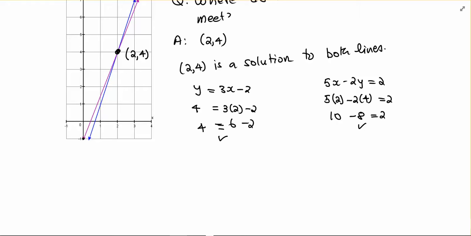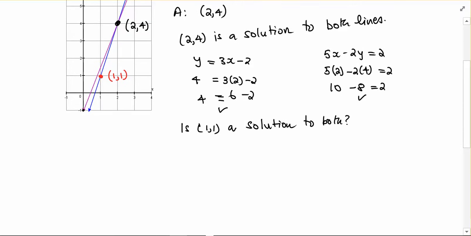Now you might be thinking to yourself, is that the only point? Well, let's take another one. Let's take this point right here. That's clearly on the blue line, so that's the point 1, 1. Is 1, 1 a solution to both? The only way to answer that question is to check it out. So y equals 3x minus 2, and x is 1, y is 1, so 3 times 1 minus 2. So that indeed works, right? 3 minus 2, so that works.